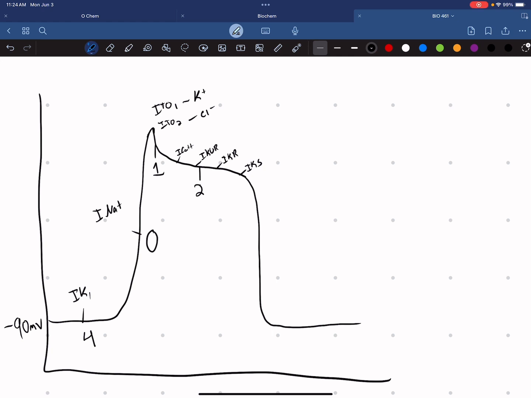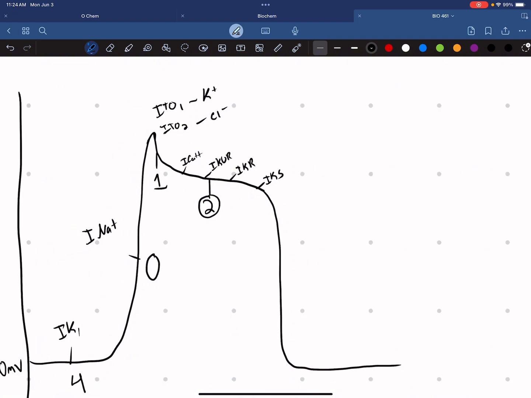So here we have phase 2, and this is kind of our plateau phase of this action potential. So what happens after this rapid repolarization is we have calcium channels that open that will come into the cell, and they will kind of balance out the charge of the potassium that is leaving the cell. Because calcium has a 2+ positive charge, there's a good amount of positive charge coming into the cell that will offset the positive charge that is leaving the cell through potassium.